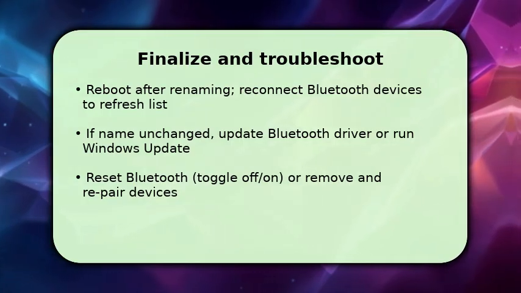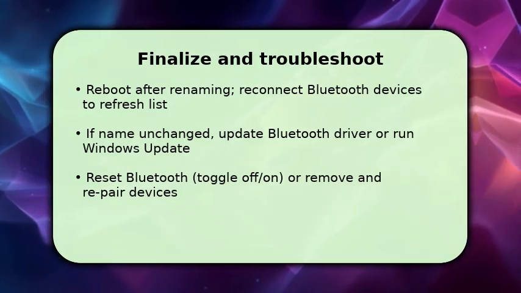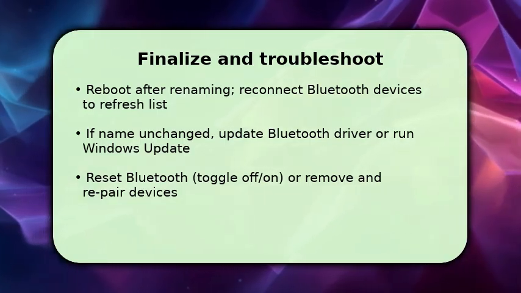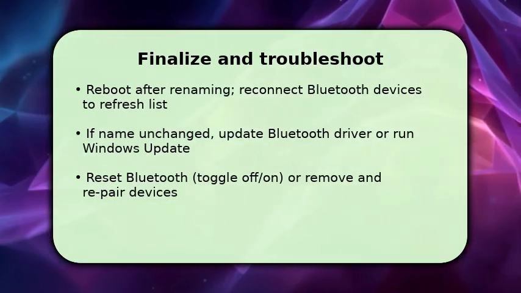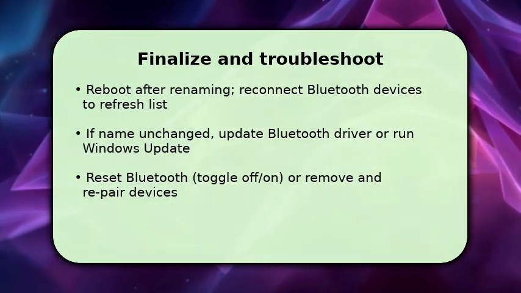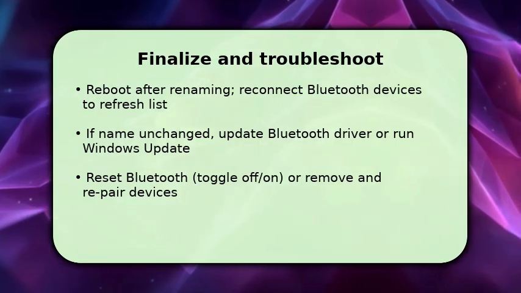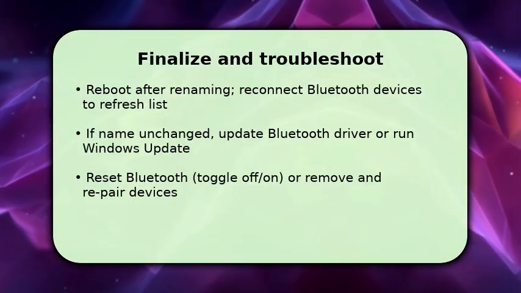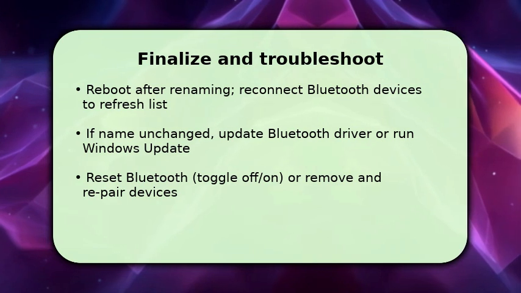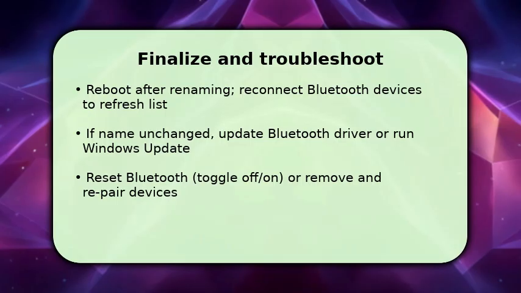If the name still appears old, update the Bluetooth driver from Lenovo Vantage or Device Manager and run Windows Update. Drivers control advertised names. If problems persist, toggle Bluetooth off and on, or remove and repair the device. One key troubleshooting tip: reset the adapter by uninstalling it in Device Manager and scanning for hardware changes. This often clears cached names and forces the new label to broadcast.